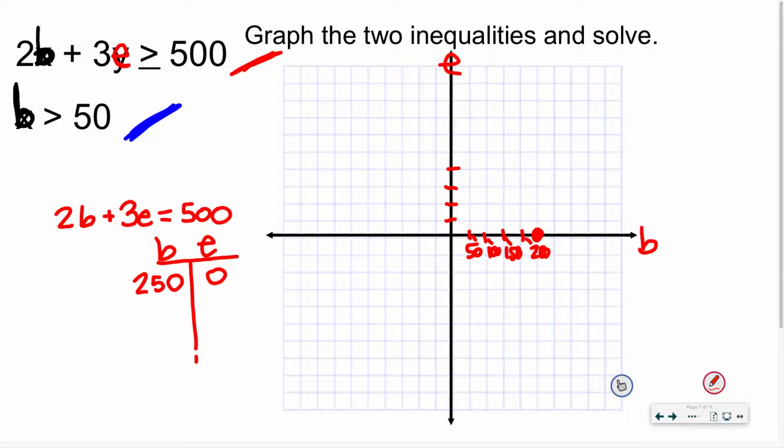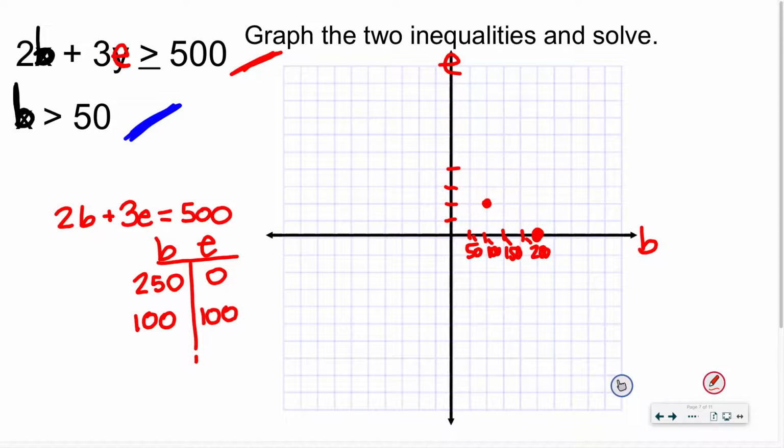If B is 100, what would E be? Yeah, 100B and 100E would give us 500, so we can graph that right there. Great, those are actually the two the class earlier today came up with. I would say those two coordinates are probably the easiest to calculate. We had to think about it though, knowing that you're dealing with a 2 and a 3, what would work? What coordinates could I work with relatively quickly?